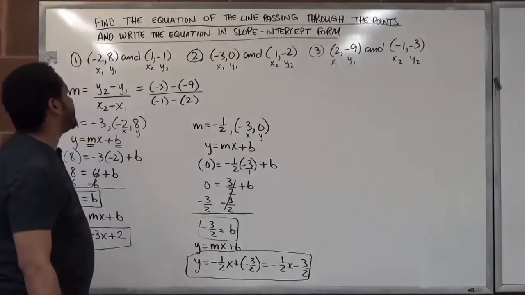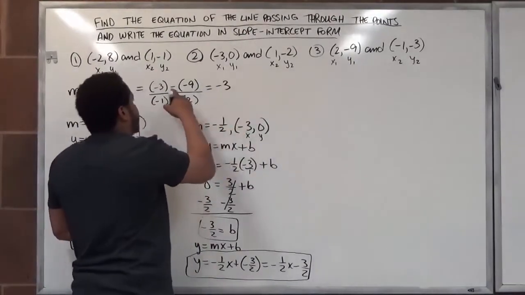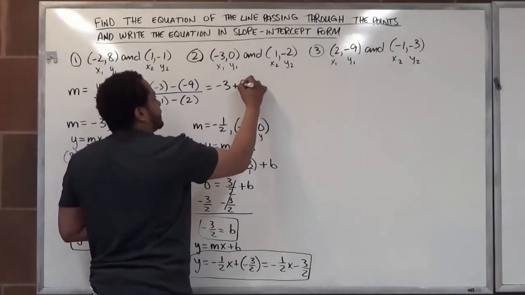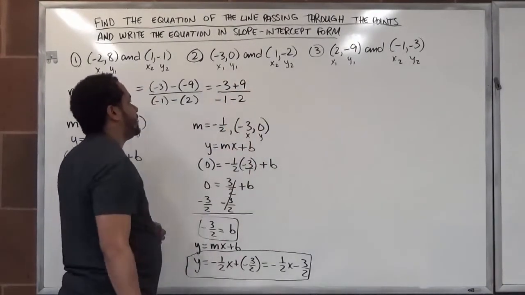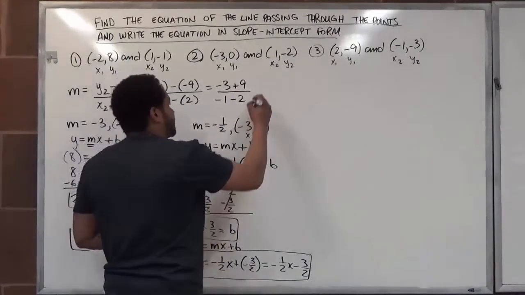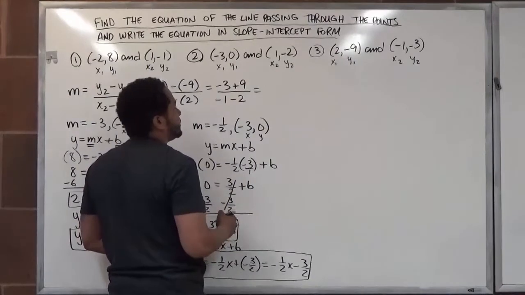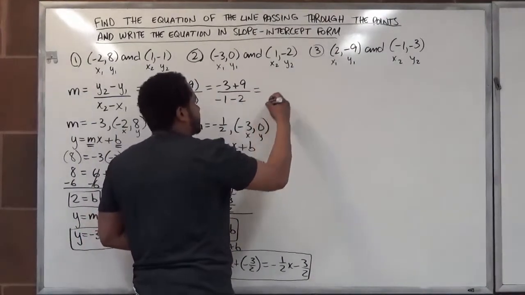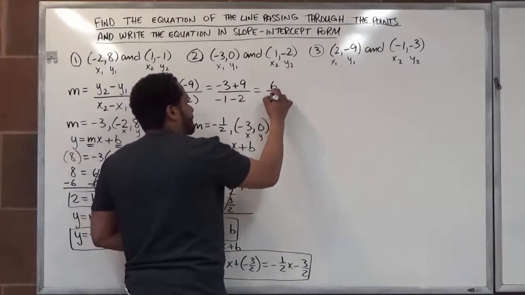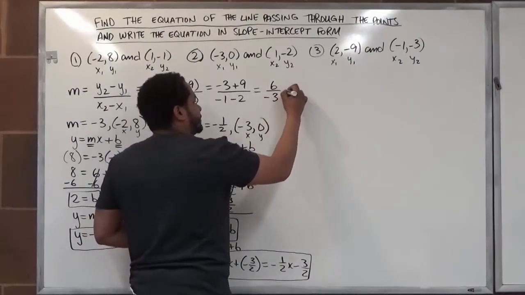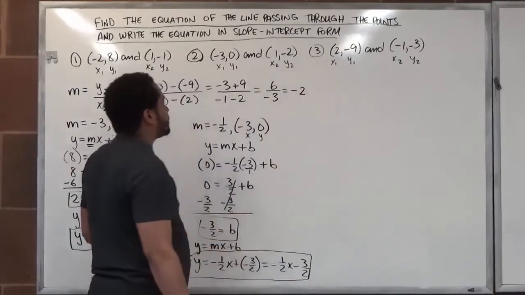Now we're going to simplify this as much as possible. So negative 3, negative 9 becomes positive 9 over negative 1 minus 2. And our numerator here becomes a positive 6. 9 and 3 are different signs. So 9 take away 3 is 6. Keep the sign of the larger. It's positive 6. Negative stays negative. And 1 and 2 make 3. 6 divided by negative 3 is negative 2. We have our slope value.